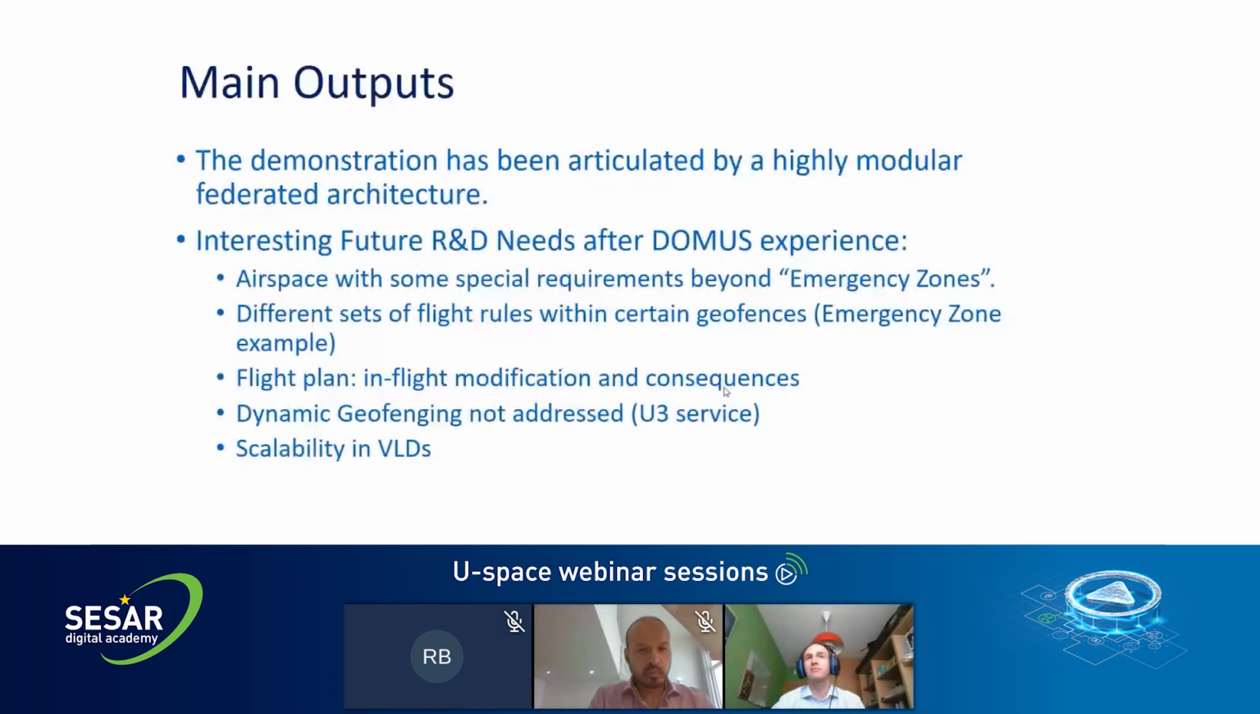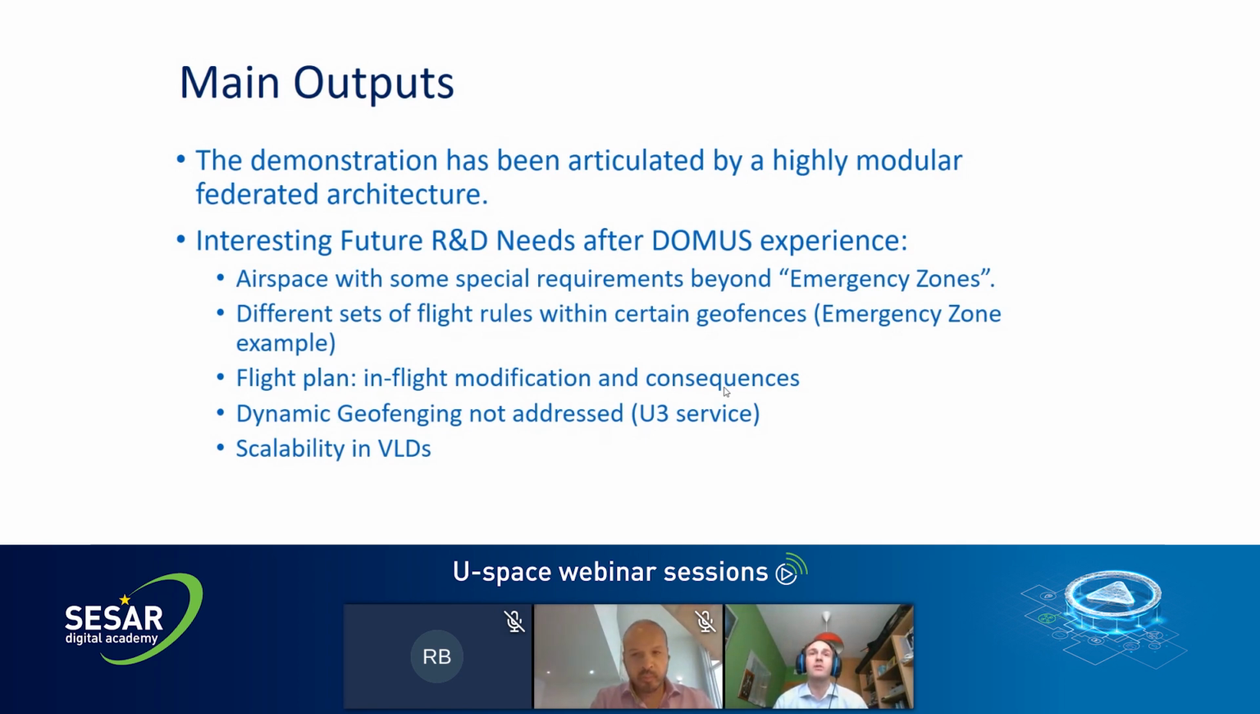Well, as main inputs, the demonstration has been articulated by a highly modular federated architecture. That modularity tested in Domus is challenging, but brings flexibility as well as resilience and robustness to support interconnected U-space systems. Some interesting future R&D needs after the Domus experience are airspace with some special requirements beyond emergency zones.